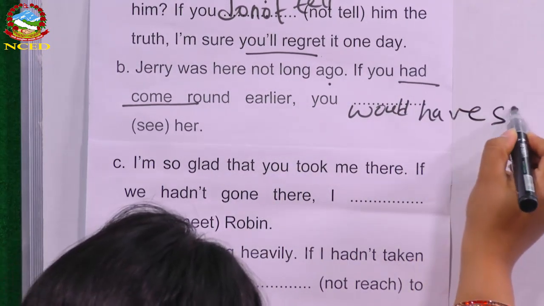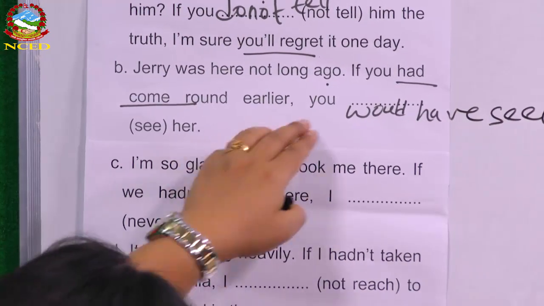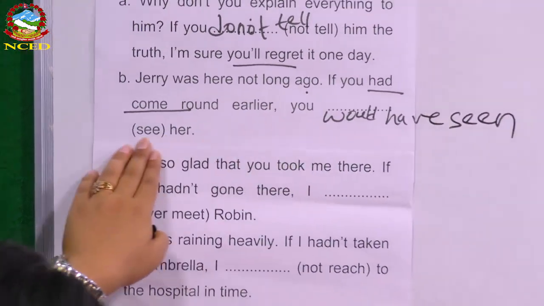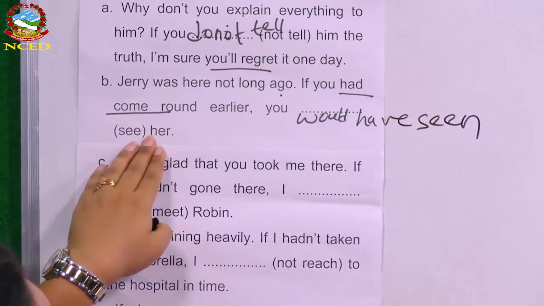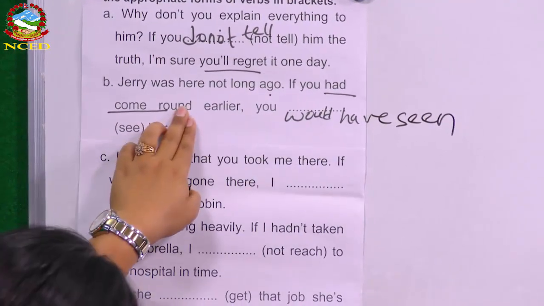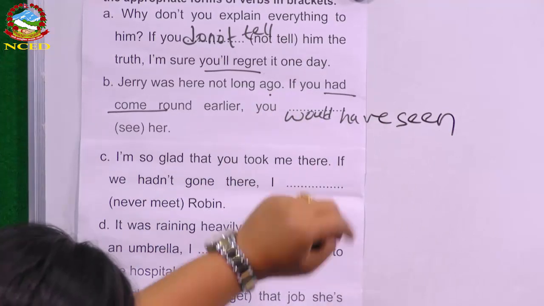If you had come round earlier, you would have seen her. तिमी ढिलो आयौ त्यसैले उलाई भेटेनौ. तिमी छिटो आइदिएको भए तिमीले उलाई भेट्थ्यौ. So conditional type 3, okay?